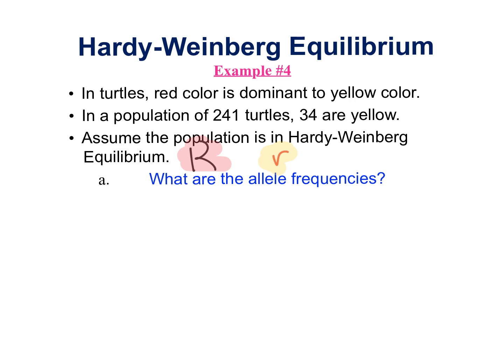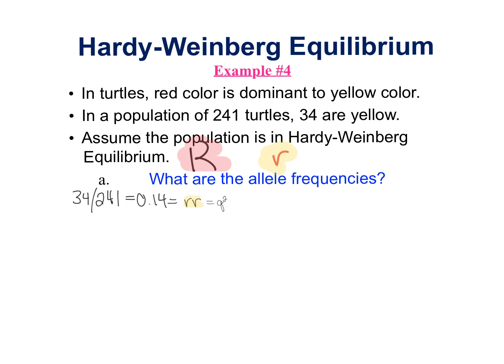So we are going to take 34 and divide by 241, the total number of turtles. And this gives us an answer of 0.14. And again, this is for our little r's, which is giving us the yellow phenotype. And our recessive letters, our two little letters together, is what our q squared is.